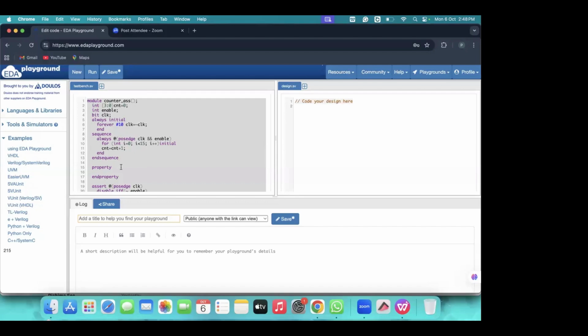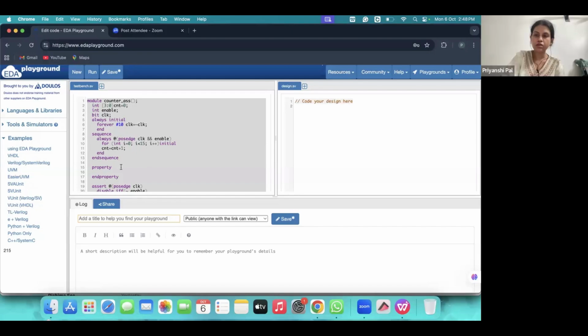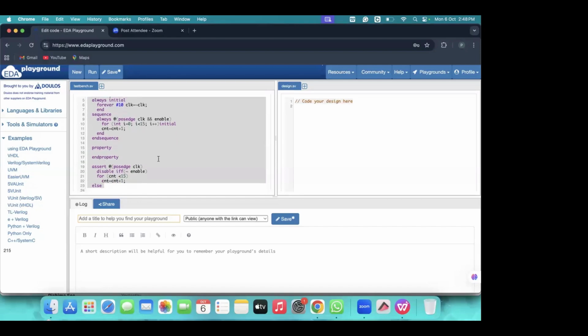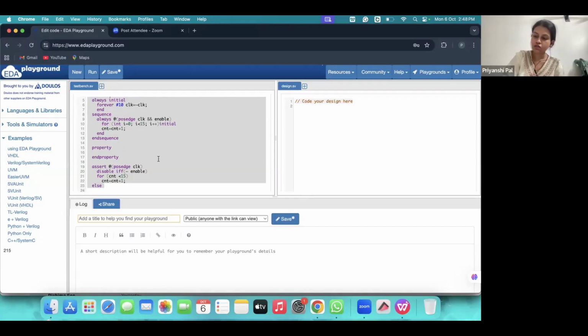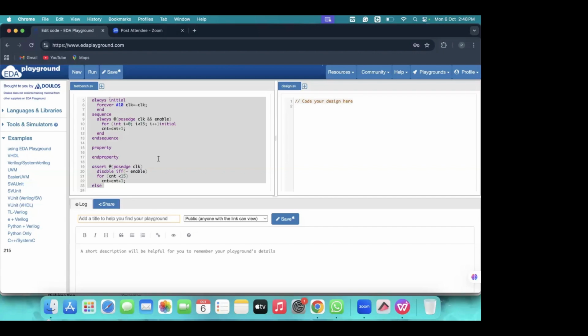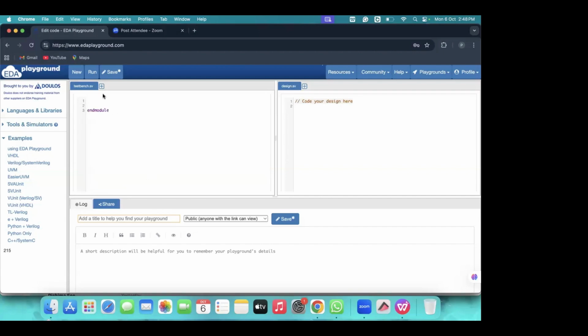So you have to write a rand constraint on a 3-bit variable with distribution 60% for 0 to 5 and 40% for 6 and 7. Have you understood the question?